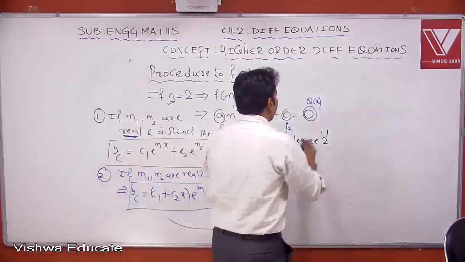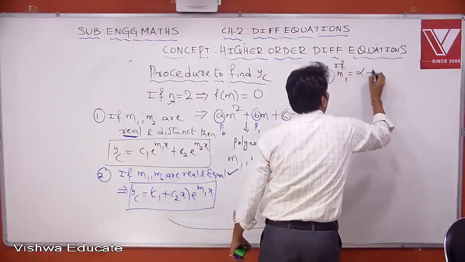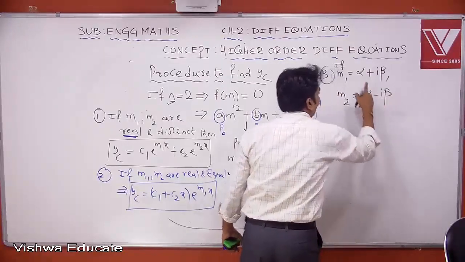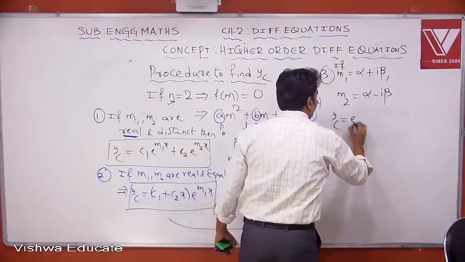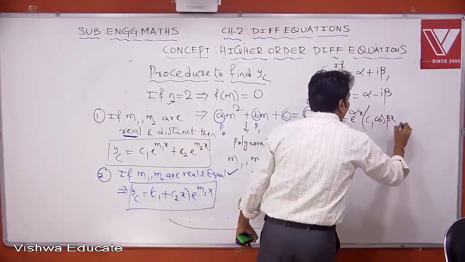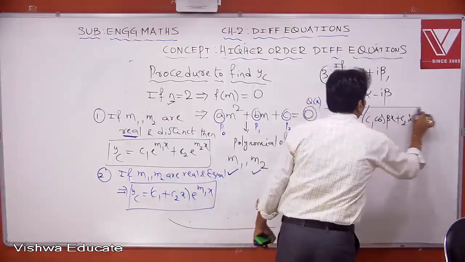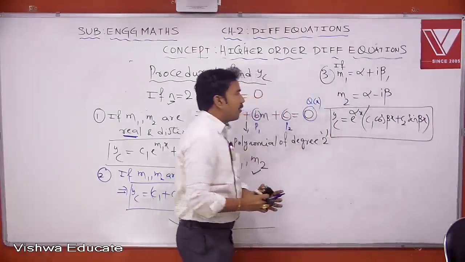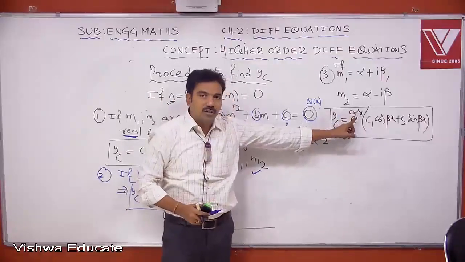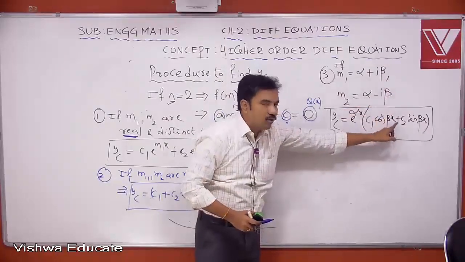Now let us deal with case 3, that is, complex roots. Suppose m1 equals alpha plus i beta, m2 equals alpha minus i beta. So the roots are complex roots, then yc equals e power alpha x into c1 cos beta x plus c2 sin beta x. Therefore, when the roots are complex, you will get trigonometric functions, cos and sine, along with the exponential function. The real part is assigned to the exponential function, and the imaginary part is given to the trigonometric functions.